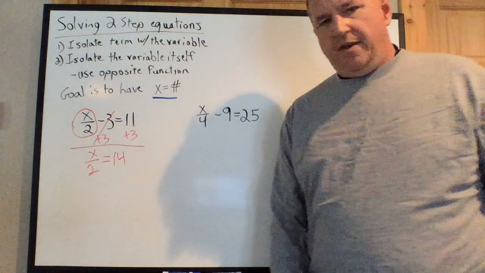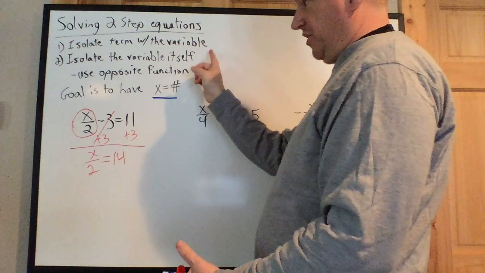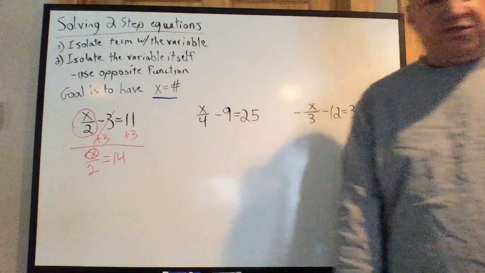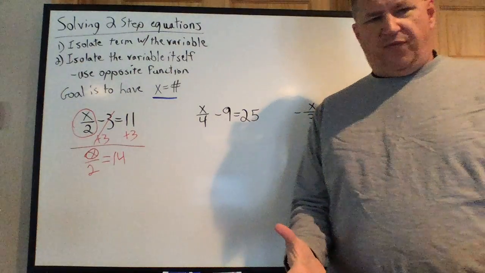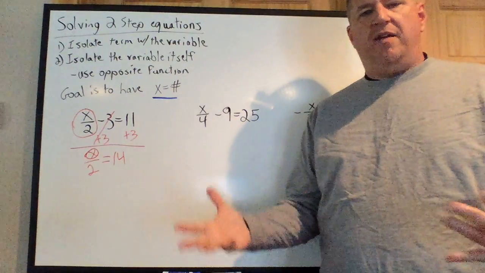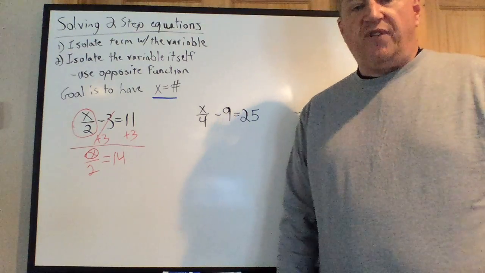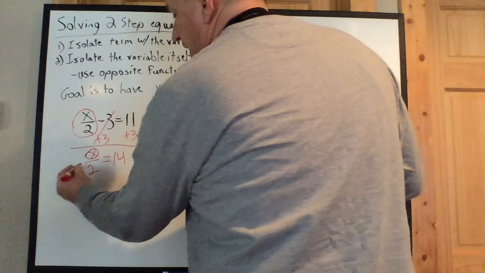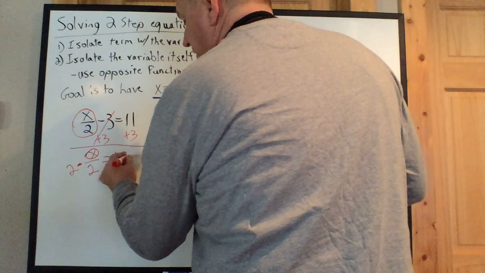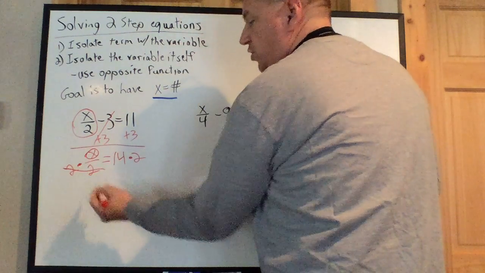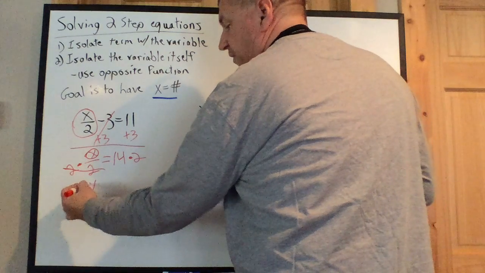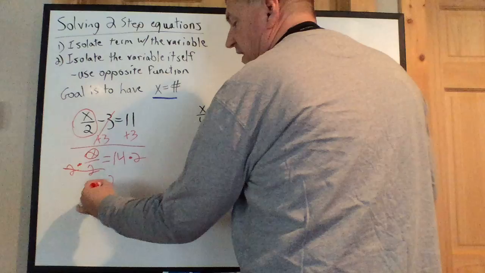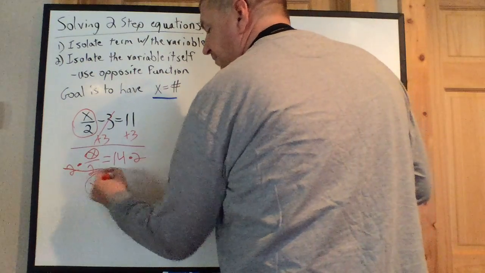Now, our second step tells us to isolate the variable itself. So there's the protective force field around the x. What is happening to the force field and the x? It is being divided by 2. How do I undo division by 2? We multiply by 2. We're going to multiply by 2 on both sides. So those 2's will cancel each other out. I'm left with x equals 14 times 2, which gives me 28. That gives me my final answer.